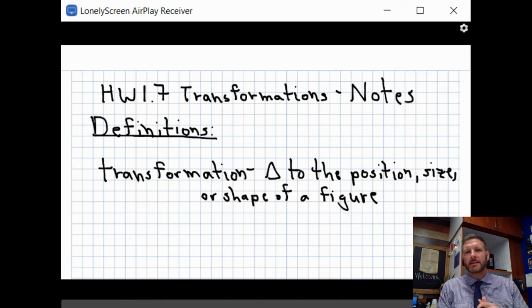Hey, our last lesson before we start reviewing for chapter 1 is on transformations. So we're going to jump right into the notes with definitions and questions right here. This will be a lesson where you're going to get to draw a lot of shape shifting that we'll be doing today.